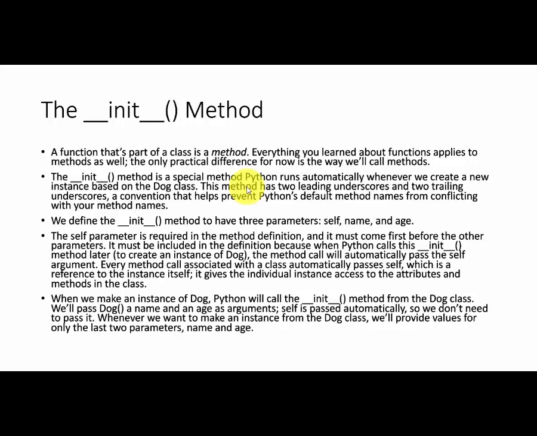This method has two leading underscores and two trailing underscores, as I mentioned. A self parameter is required in this method definition. It must come first, before the other parameters like name, age, color, etc. So you must include it in the init method.